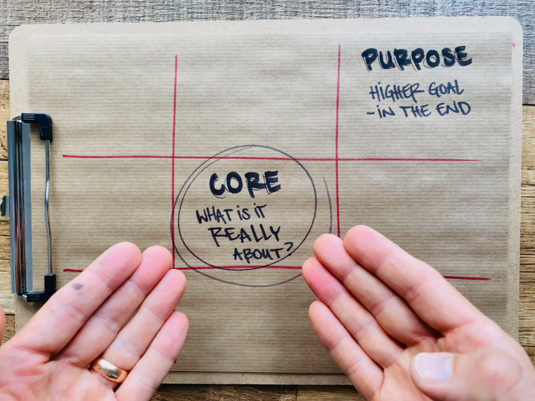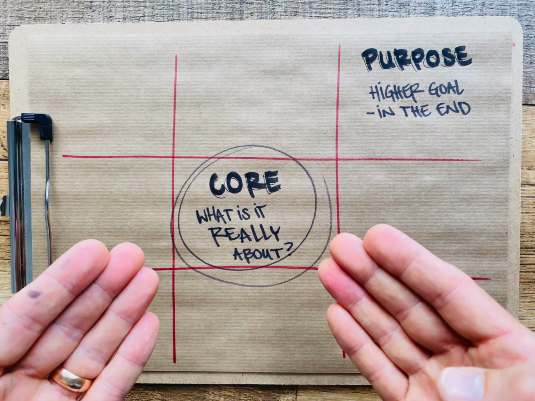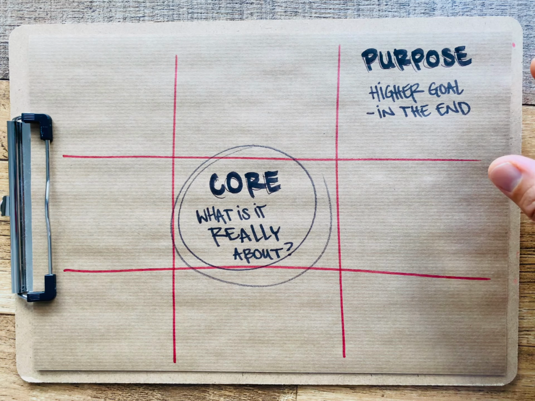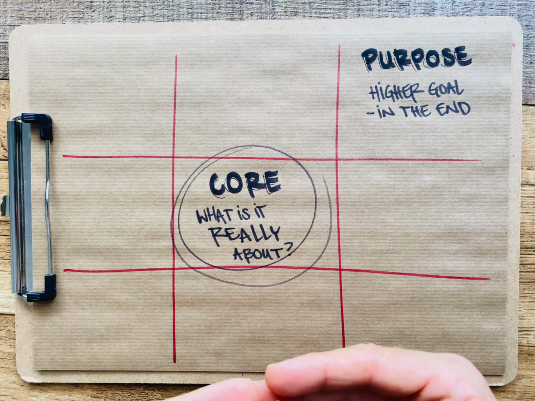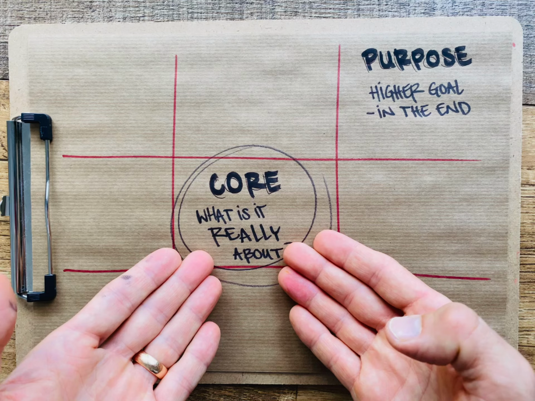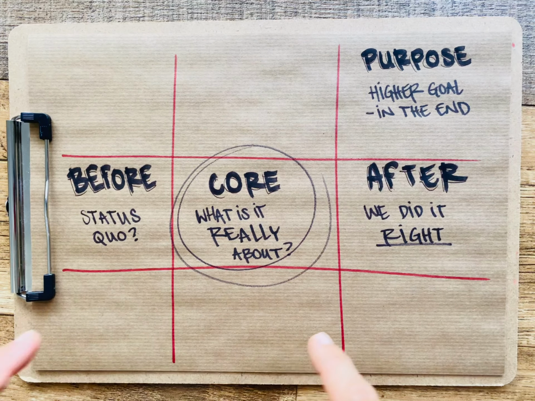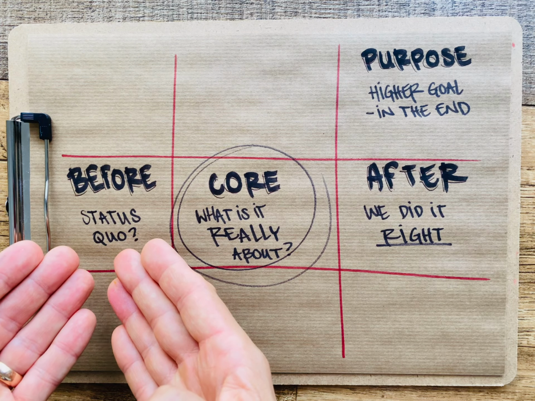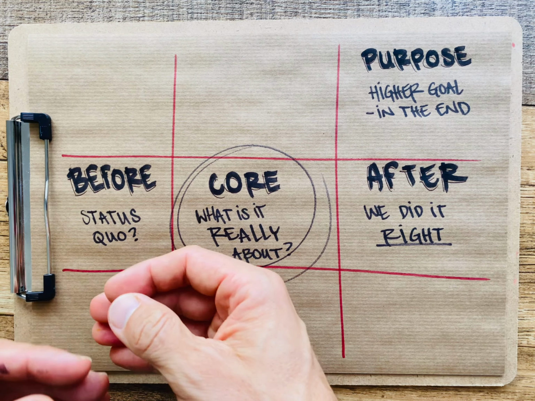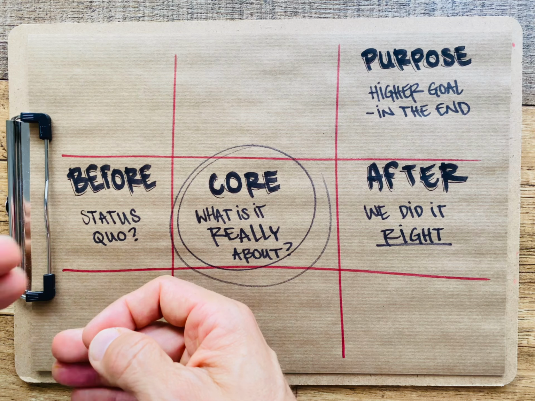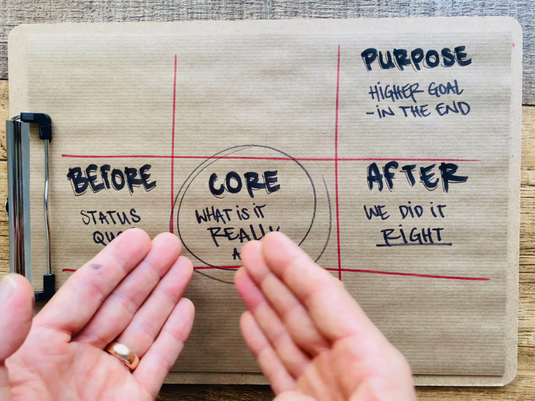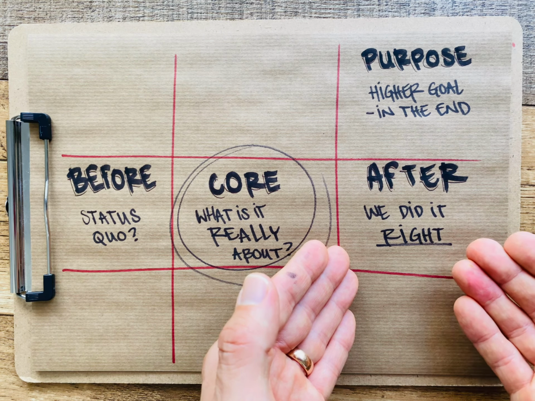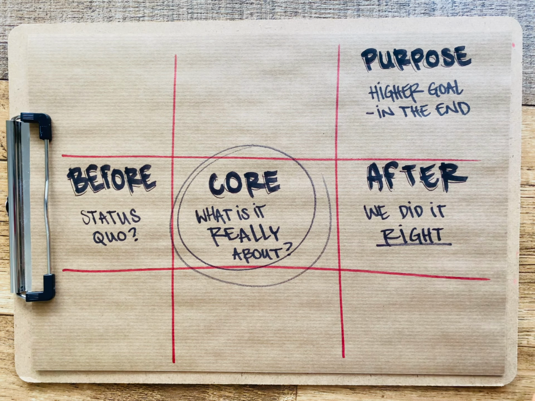In the center always goes the core. What is this really about? And on the top right is the purpose, the higher goal, because you want to have this as a means to what end. Then these 2 fields on the timeline. You want to know what was the status quo before and what changed so that this became a new problem that needed solving. And after, you want to answer the question, when did we do it right?